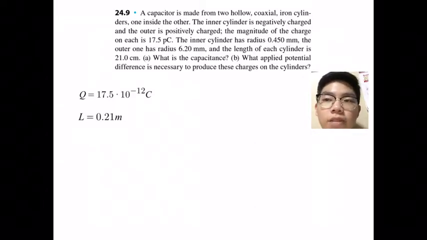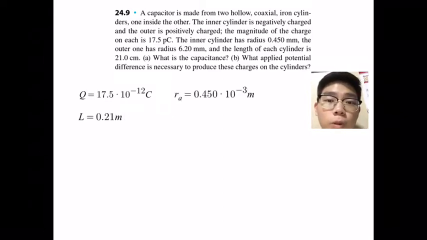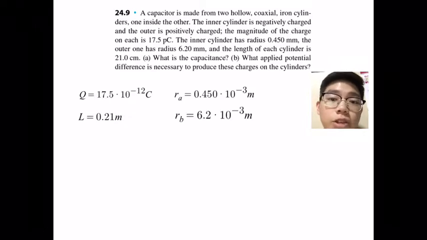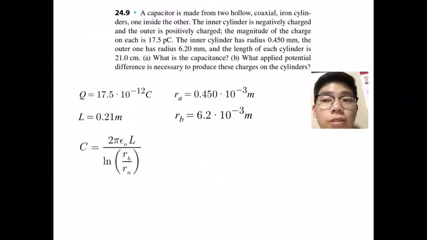For our length, we have 0.21 meters. This is just our 21 centimeters divided by 100, and we end up at 0.21 meters. For our first radius, our inner radius, we have 0.45 times 10 to the negative 3 meters. Since it's millimeters to meters, we just divided everything by 1000, or multiplied it by 10 raised to negative 3. And our second radius is 6.2 times 10 to the negative 3 meters. So what is the formula for capacitance?